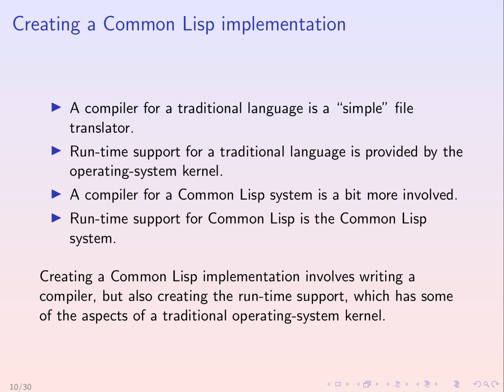A compiler for Common Lisp is a little bit more involved in that it can evaluate things at compile time, and it needs a startup environment. And the runtime support for the Common Lisp compiler is the Common Lisp system. So if we create a Common Lisp implementation, we need to write a compiler, of course, but we also need to create the runtime support. And creating the runtime support has some of the aspects of a traditional operating system kernel. So creating a Common Lisp implementation is significantly more complicated than creating a compiler for a batch language.